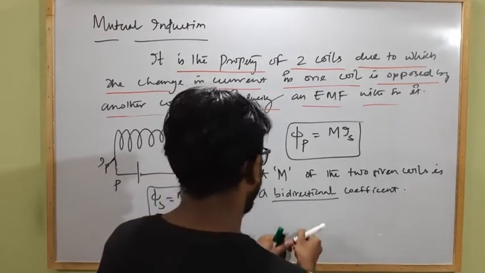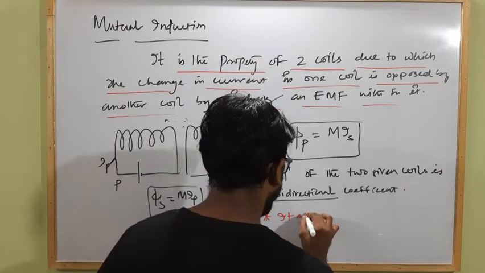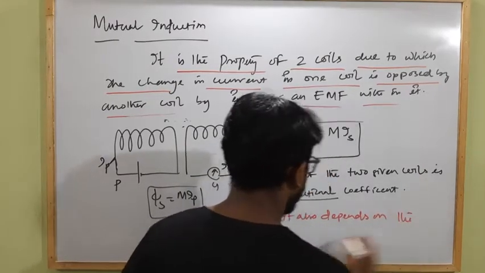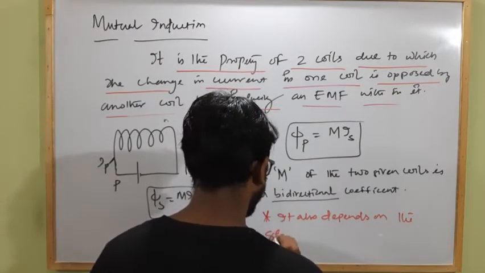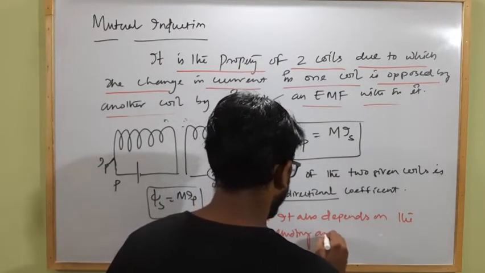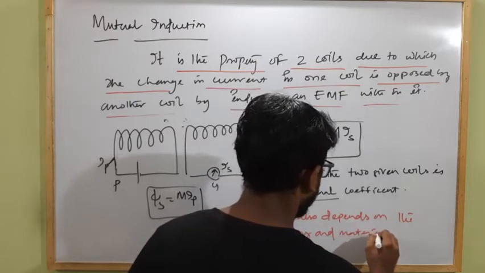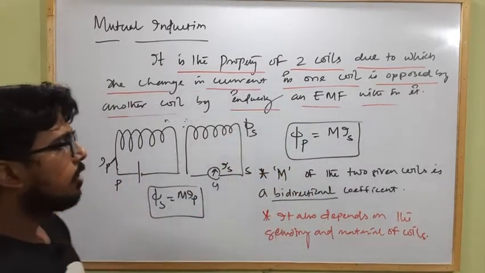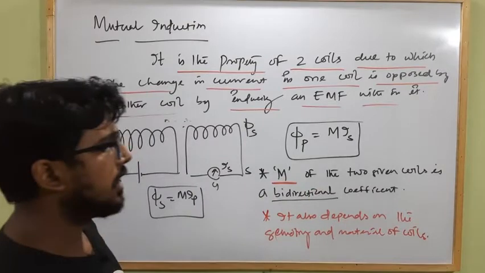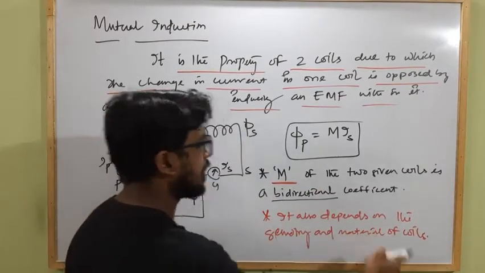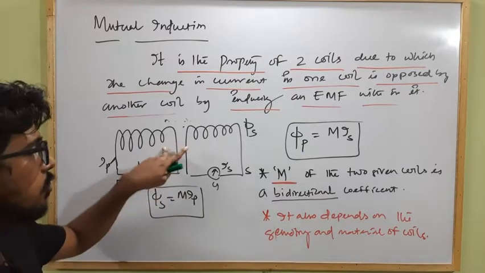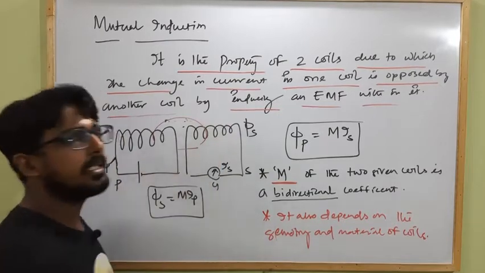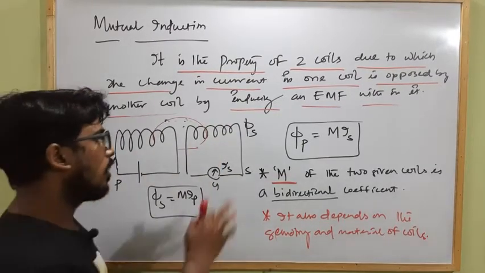And you also have to remember that it depends on the geometry and material of the coils. Okay, the mutual inductance M depends upon the geometry and materials of the coils. These two coils which are used, the mutual inductance of these two coils depends upon their geometry and materials. Clear? So what is mutual inductance?